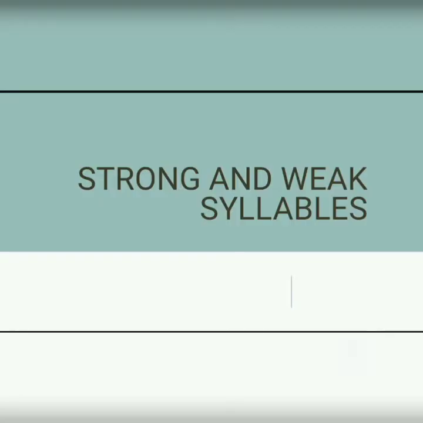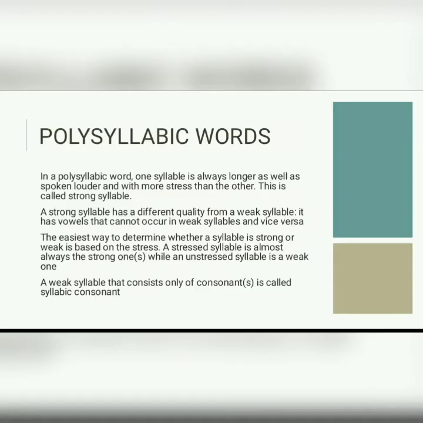There are several points that I will explain. Those are polysyllabic words, strong syllable, weak syllable, the schwa, the vowel E and U, and the syllabic consonants L, N, and R. Okay, first, polysyllabic words.